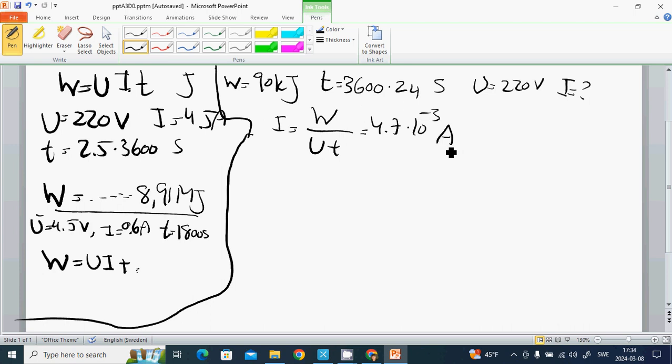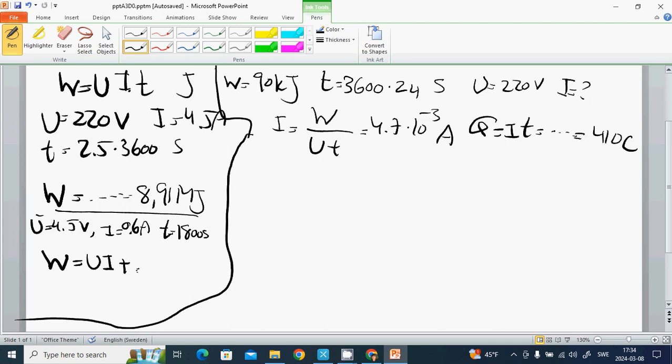And what is the electrical charge that has passed by? It is Q equals IT, and it is this one multiplied by this one, which equals 410 coulomb, and it is very high, very high.